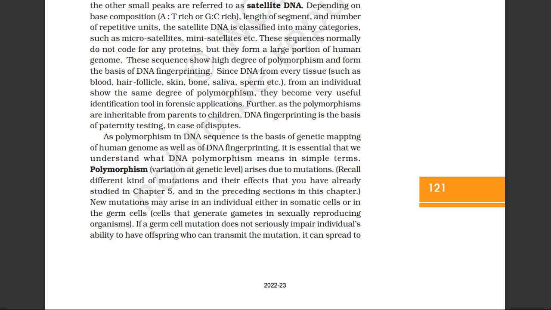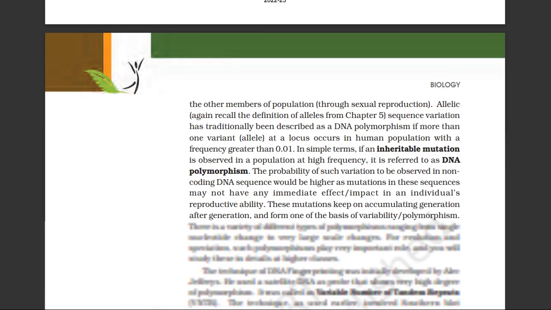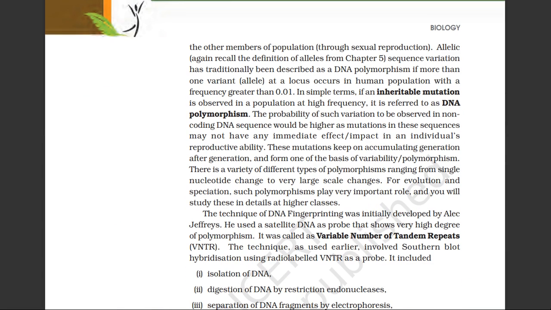Polymorphism, variation at genetic level, arises due to mutations. Recall different kinds of mutations and their effects that you have already studied in Chapter 5 and in the preceding sections in this chapter. New mutations may arise in an individual either in somatic cells or in the germ cells, cells that generate gametes in sexually reproducing organisms. If a germ cell mutation does not seriously impair individuals' ability to have offspring who can transmit the mutation, it can spread to the other members of population through sexual reproduction.